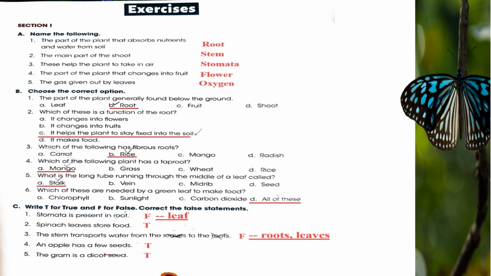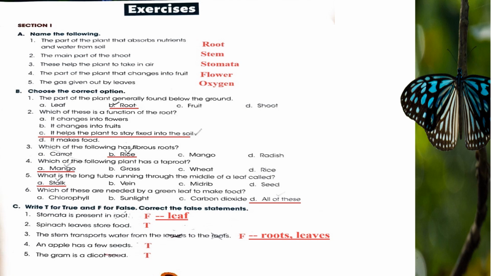Fourth, which of the following plants has a taproot? Options are mango, grass, wheat, and rice. Correct answer is A. Mango. Fifth, what is the long tube running through the middle of the leaf called? Options are stalk, vein, midrib, and seed. Correct answer is stalk.